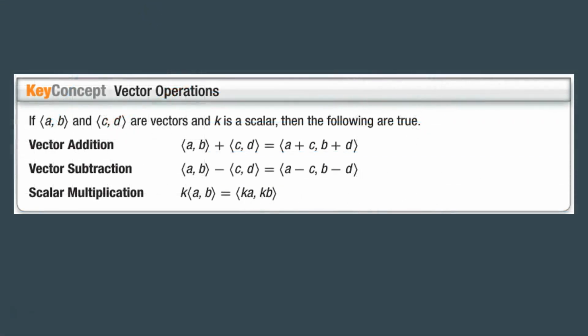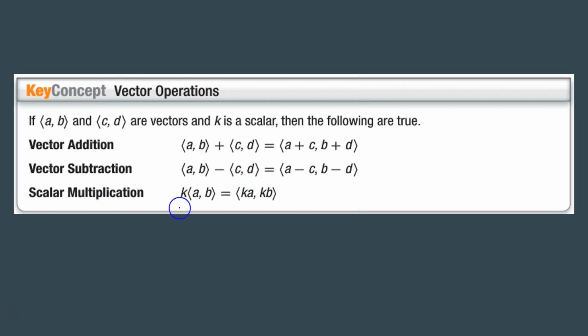If we have vectors in component form, such as <a, b> and <c, d>, then we know that's going to be equal to <a plus c, b plus d>. And this will be the same idea for vector subtraction. We're going to subtract a minus c and b minus d.